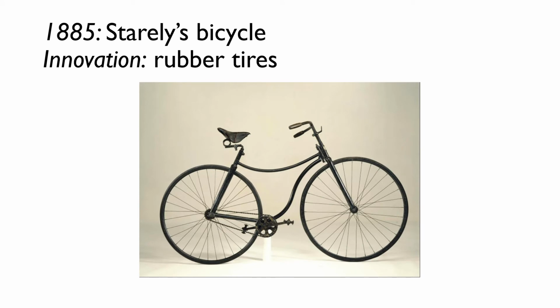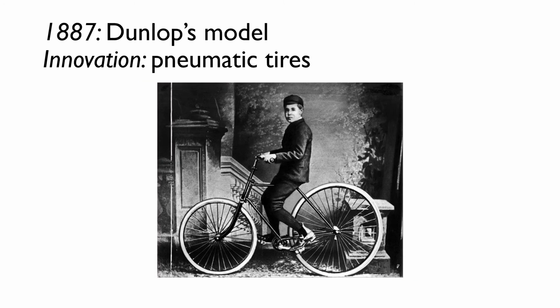Later, John K. Starley made an important improvement, attaching solid rubber tires to the wheels. The introduction of rubber tires allowed for the wheels to be smaller, as previously larger wooden wheels were used to lessen the vibration. Rubber tires created another part of the bicycle which could be improved. And in 1887, the veterinary surgeon John B. Dunlop outfitted his son's tricycle with pneumatic tires. This slide shows his son standing next to one of the later bicycle models with pneumatic tires.